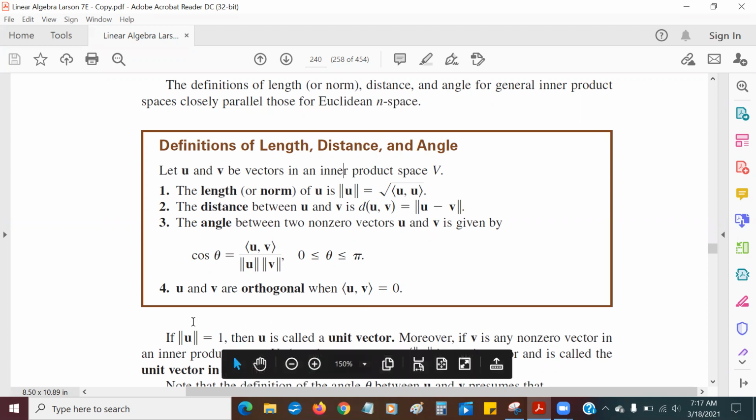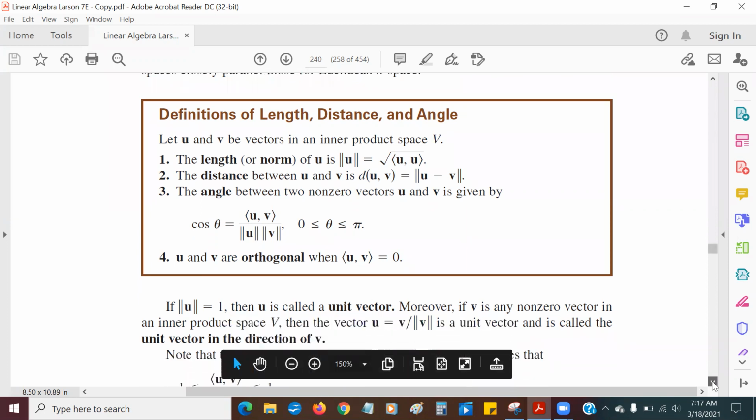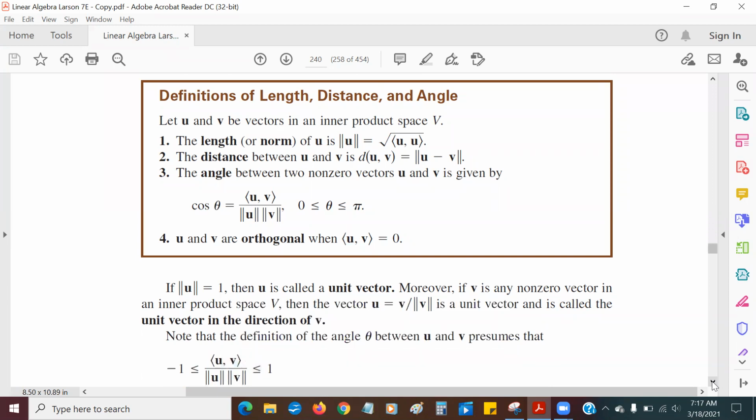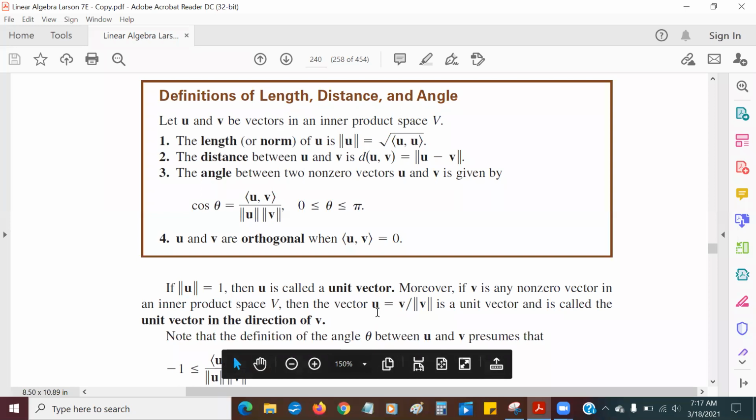A couple other things. If the length of a vector is 1, then we call it a unit vector, just like we did back in Rn, back in the good old days. Also, if I take a vector and divide it by its length, I get a unit vector, and it's a unit vector in the direction of v. Again, even though these aren't the same little arrows that we're used to.